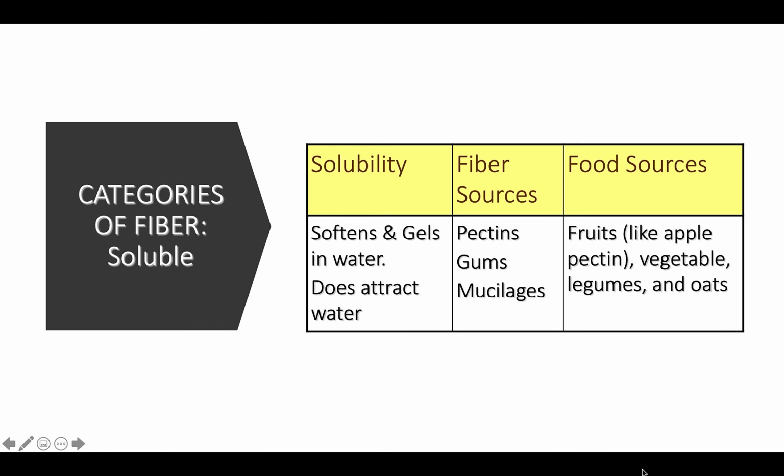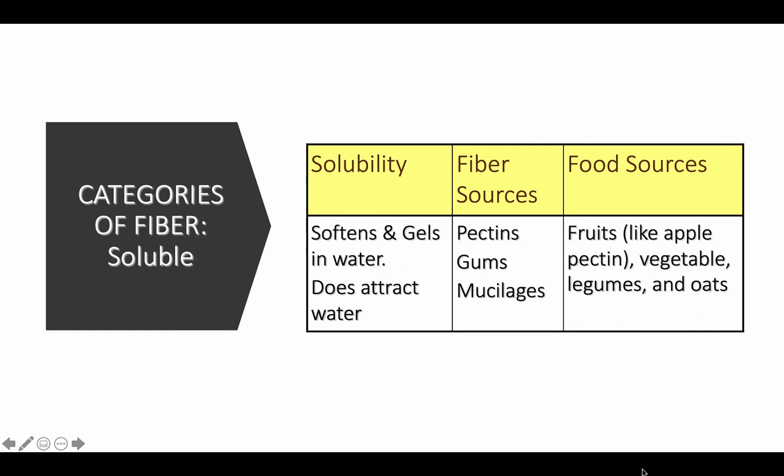Let's review some of the different categories of fiber. I'm not asking you to remember specific sources, but I would like you to know the difference between soluble and insoluble fiber. Soluble fiber is hydrophilic, or water-friendly. If I put oat bran, which is a soluble fiber, into my hand and poured water on it, it would absorb that water because soluble fiber attracts water. That's why it's called soluble fiber.